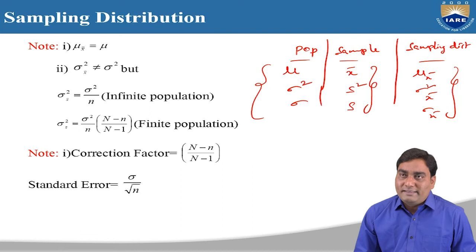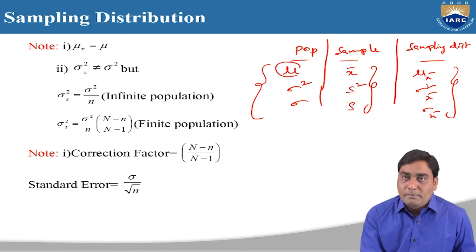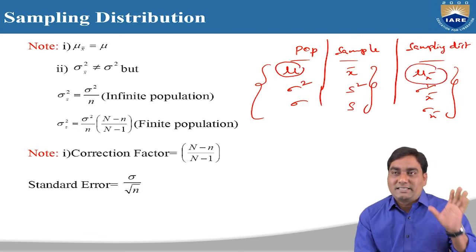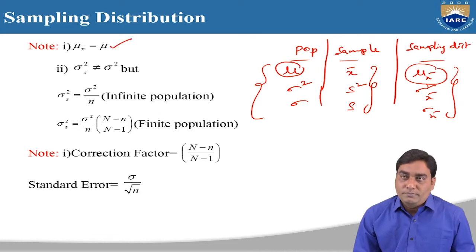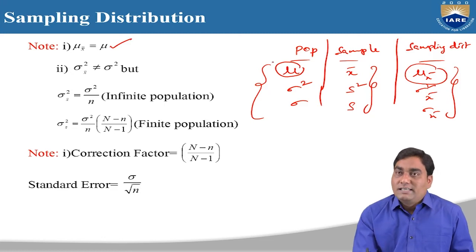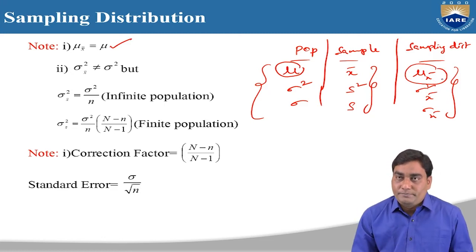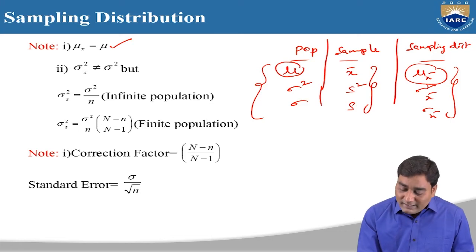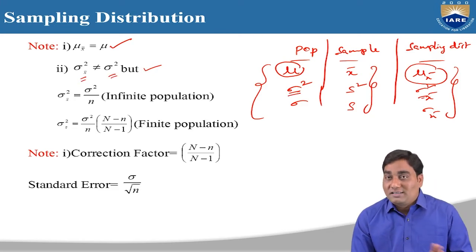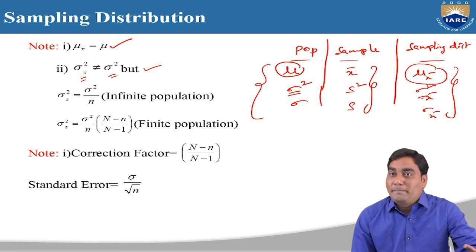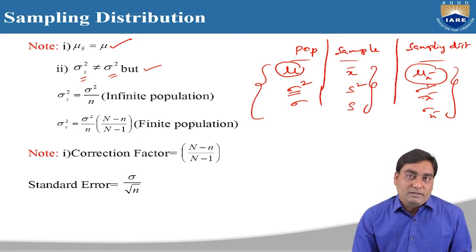If you compare these values, this mu, the population mean, and the sampling distribution mean are always the same. That point we discussed. Mu x bar is always equal to mu. That means the mean of the population and the mean of the sampling distribution are the same. That is the first point. But the variance of the population is not equal to the variance of the sampling distribution. See, this is the variance of the sampling distribution, this is the variance of the population. Both are not the same, unlike the mean of the population and the mean of the sampling distribution.